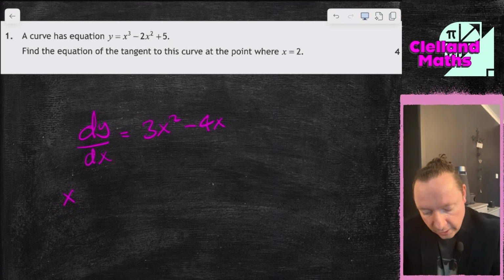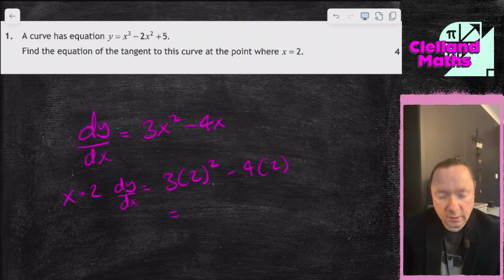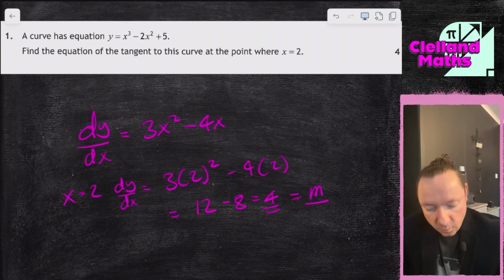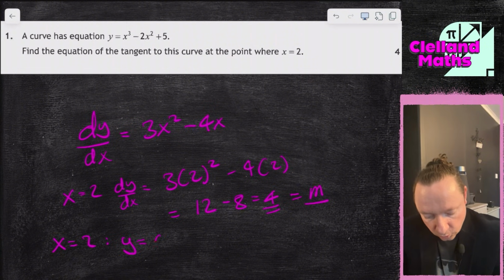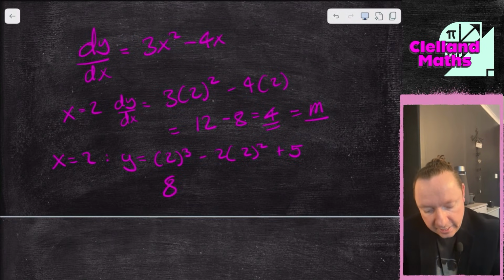equal 2. So at x equal 2, dy by dx is 3 times 2 squared minus 4 times 2. 3 times 2 squared is 4, so that's 12. 4 2's is 8, so I get 4. And that's my gradient. Now I need a point. I've got x equals 2, but I need to find the y. So at x equal 2, we've got y equals 2 cubed minus 2 times 2 squared plus 5. That's 8. 2 2's is 4 times 2 is also 8.